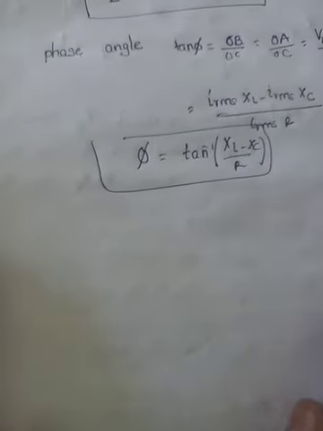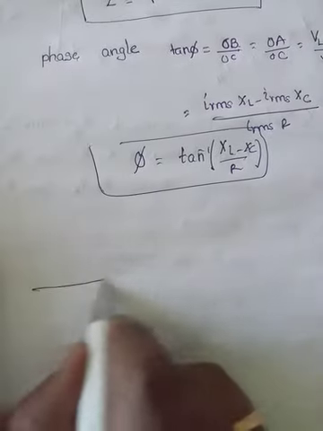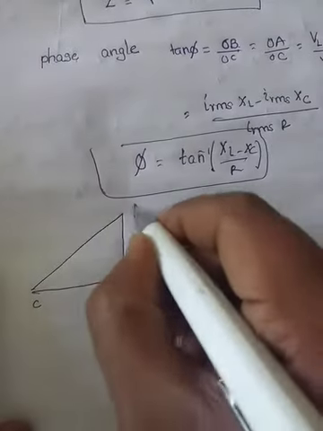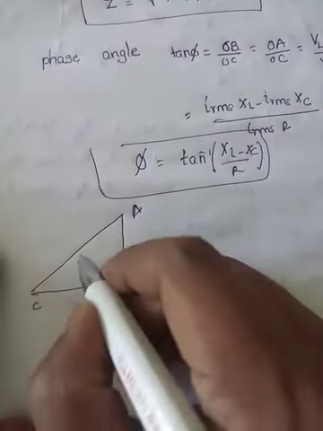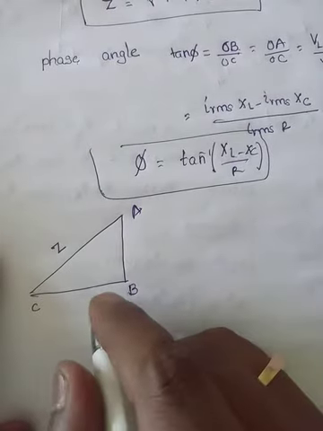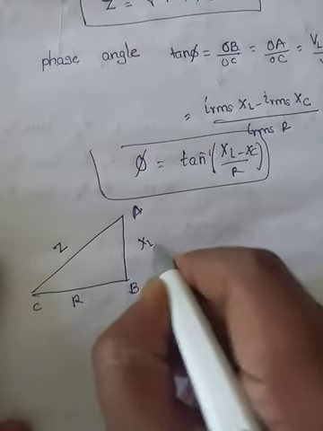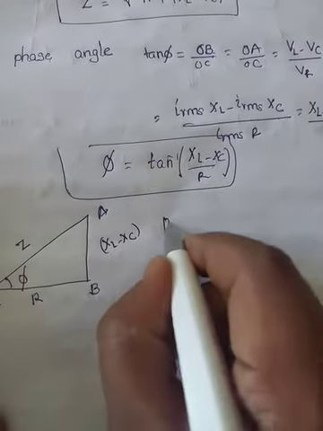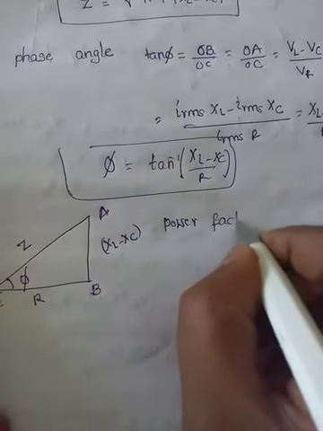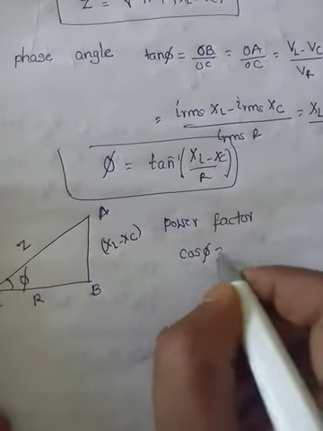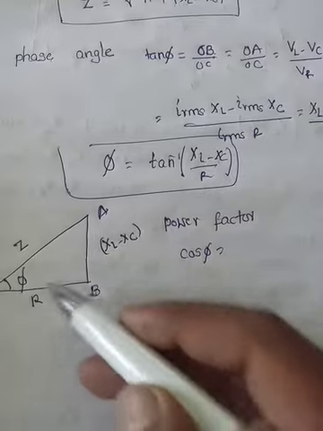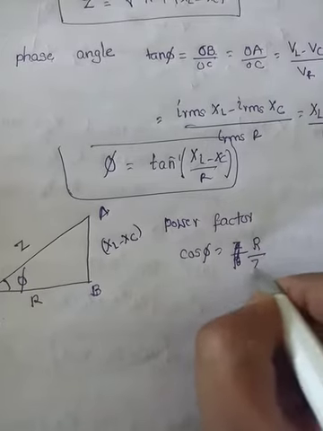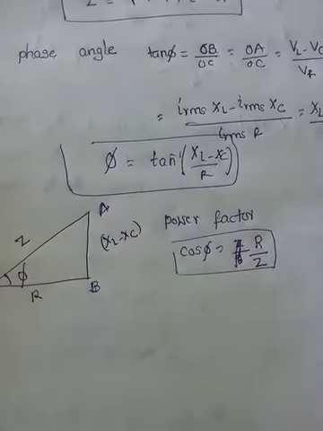If you want to represent the same thing as a triangle, what can you write here? This is CB, this is A. The resultant we consider as Z, and this is R. This is XL minus XC. The angle made is phi. As we know, power factor, as we first discussed, is cos phi. What is cos phi? Adjacent side by hypotenuse. The adjacent side is R, the hypotenuse is Z. So this is the value for power factor.